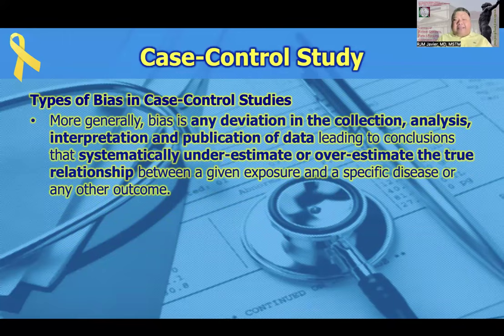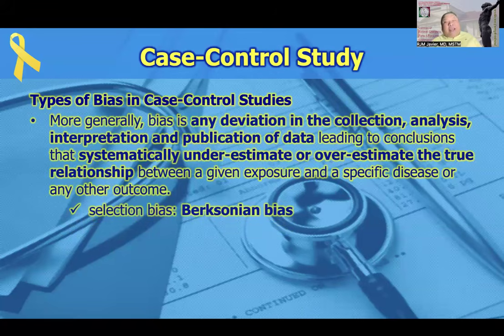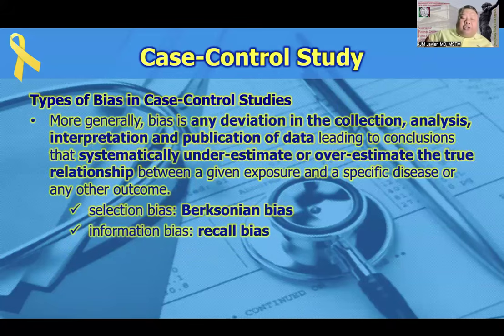In general, bias is any deviation in the collection, analysis, interpretation, and publication of data leading to conclusions that can systematically underestimate or overestimate the true relationship between a given exposure and a specific disease or any other outcomes. For most case control studies, under selection bias, we most often encounter Berksonian bias, while for information bias, we often encounter recall bias. Berksonian bias, just to give you an overview, would look into the way we identify cases and controls.